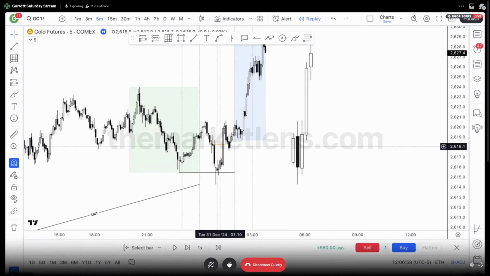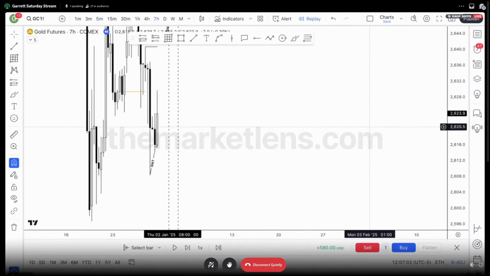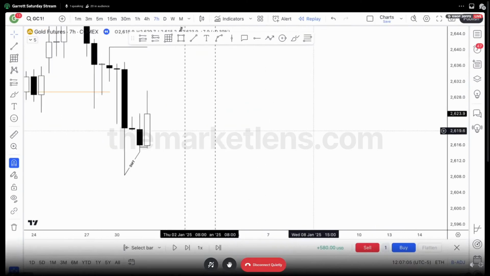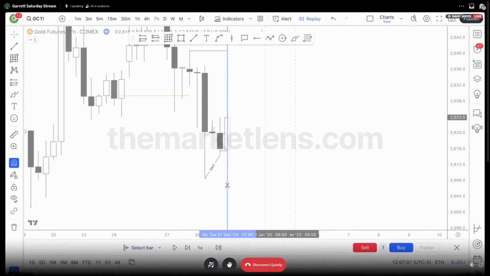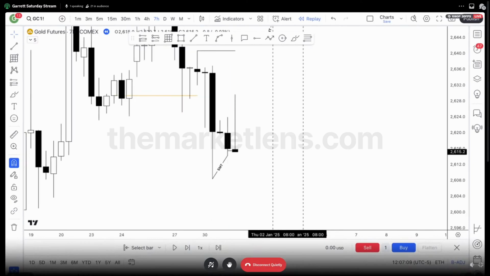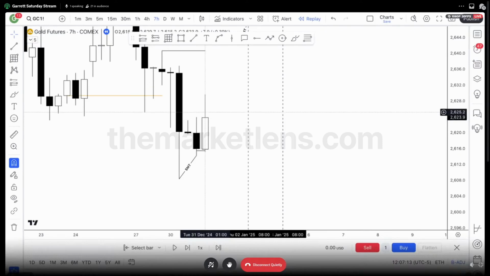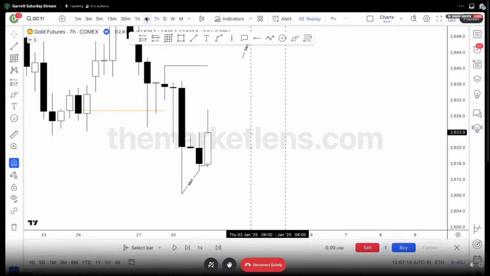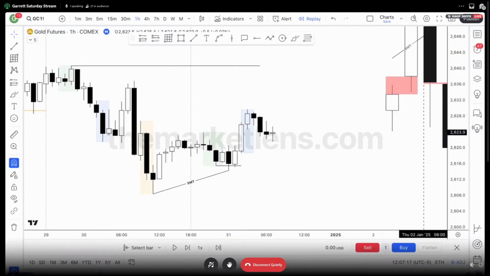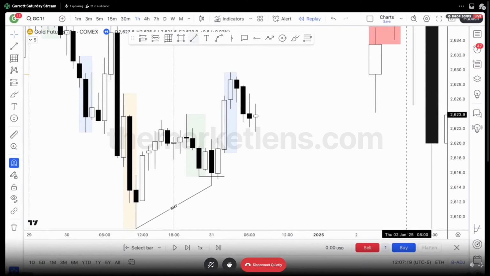But what about expansion candle logic, or sorry, an expansion... What's his thing called? Expansion model? Yeah, that's what it is. What about expansion model logic? So let's check out the 8 a.m. 7-hour open. What do we have here in the lower time frames? Kind of just opening up inside of a range, right?